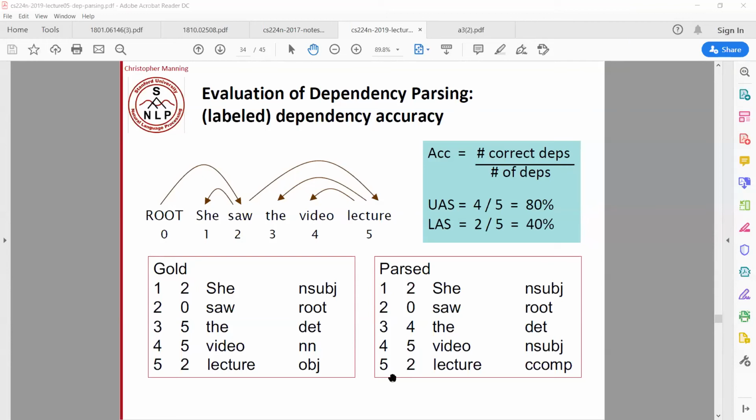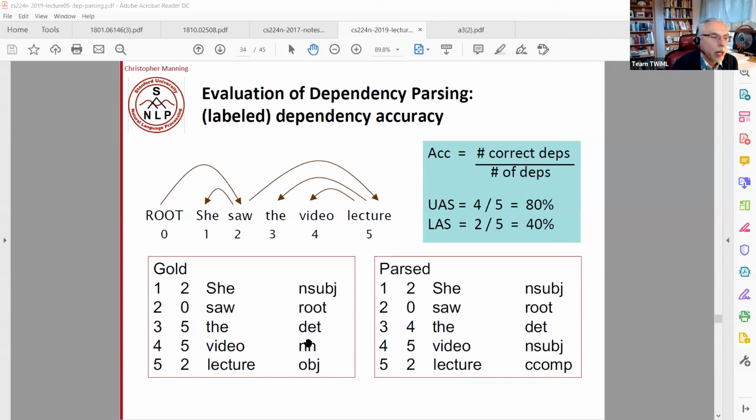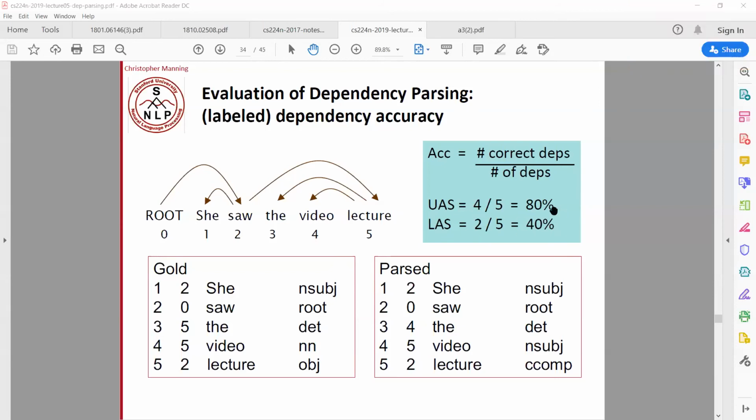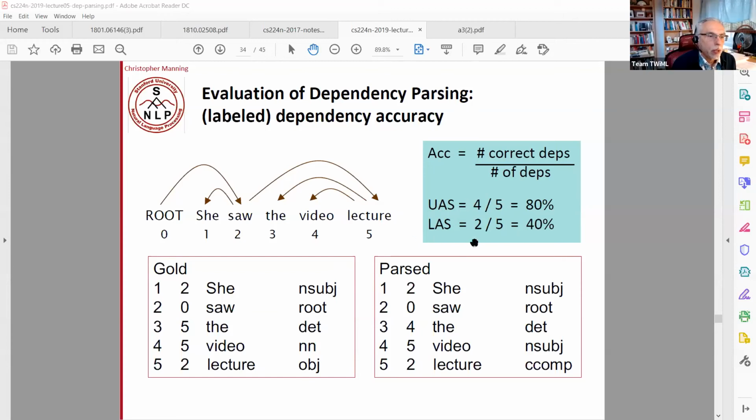If you see the unlabeled, the 1, 2, 2, 0, 3, 4, and there is an error there because it's a 3,5 on the gold and a 3,4 on the parsed. Yeah, and that's the only error, right? Exactly. So it's 4 out of 5. And then if you look at the attachment with labels, you have to get both the arrow and the label correct. That's what the lower score is. Right. And so here, if you ignore the labels, then you get 80%. But if you include the labels, then you only got 2.